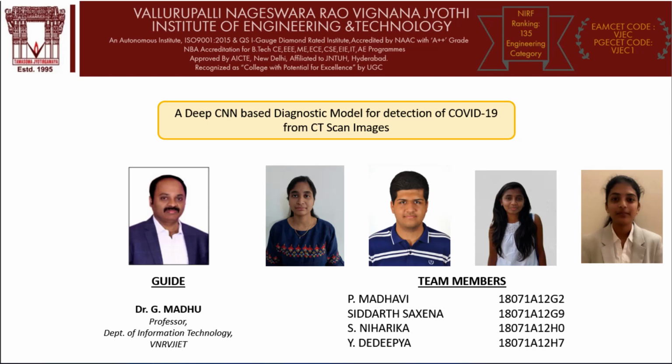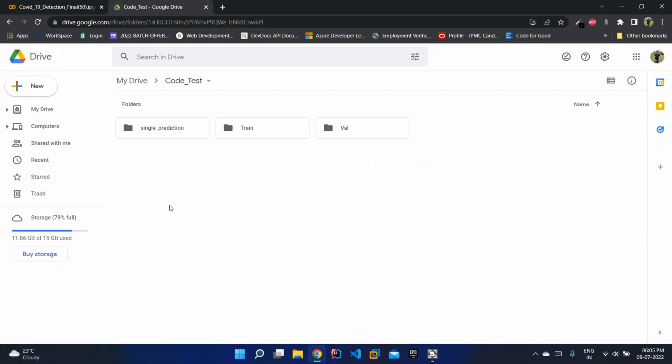The very first part associated with any machine learning project is a collection of robust data from which the model can learn and build on. We followed a similar approach in collecting and building our CT scan image data. The data has been stored in a folder named Code Test, which comprises 3 subfolders. We have a single prediction folder which supplies information to the model for the final prediction stage once it's built. The training and validation data is stored in the folders train and val respectively.